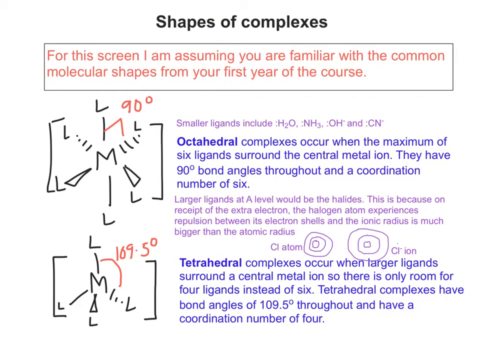So what happens when a halogen atom receives an extra electron to become, for example, Cl-? The halide ion then experiences repulsion between its electron shells, and they move away from each other. So the radius of the ion is much bigger than the radius of the atom. So only 4 of these can fit around a central metal ion, and therefore form a tetrahedral complex, as opposed to 6 fitting round and forming an octahedral complex.